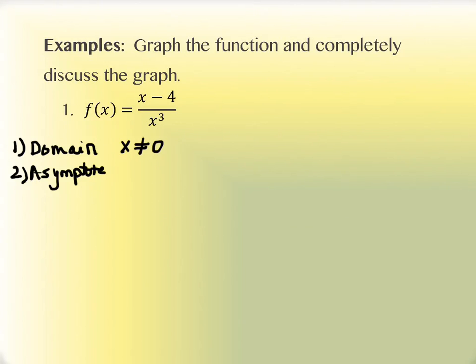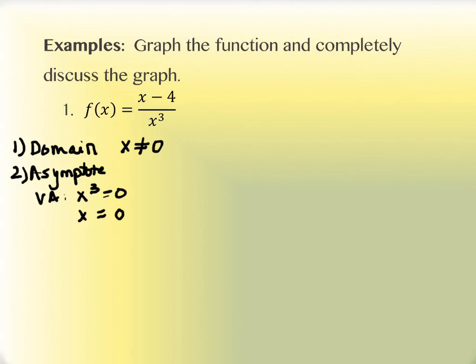So in this function, we'll start with the vertical asymptotes. How do you find vertical asymptotes? Denominator equal to 0. So when we do our vertical asymptotes, we set the denominator, in this case x cubed, equal to 0. And so what does x equal? 0. So we're going to have x equals 0, which is a vertical line, which is the y-axis, as one of our asymptotes.